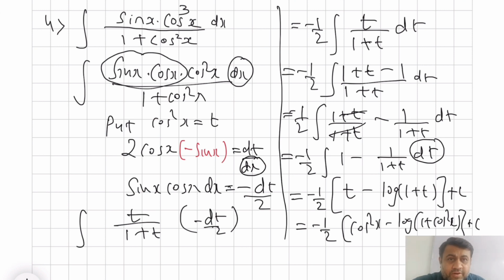So a very interesting question here. There are 2-3 small things which play a very crucial role here. One is to identify very nicely that cos square x has to be taken as t, and the derivative of cos square x will follow the chain rule. So these 2 steps in the beginning are very crucial. So these are the 4 questions in this session.